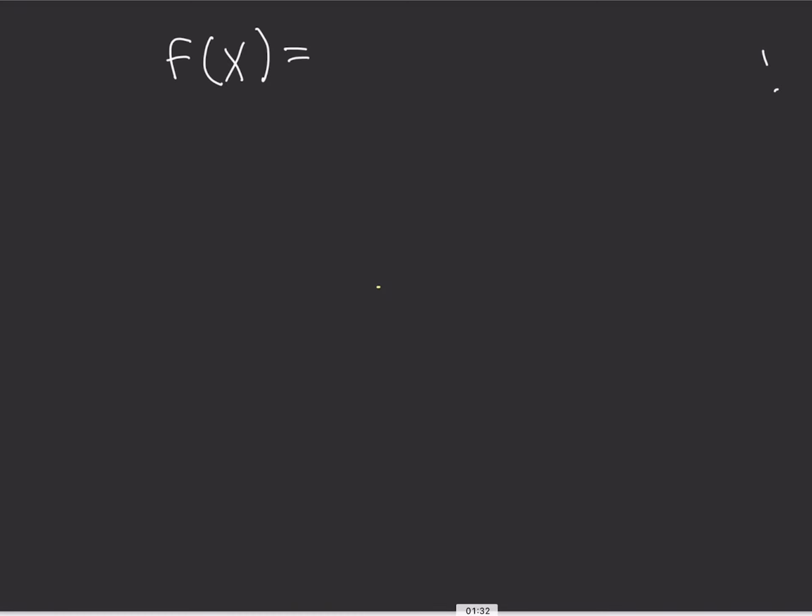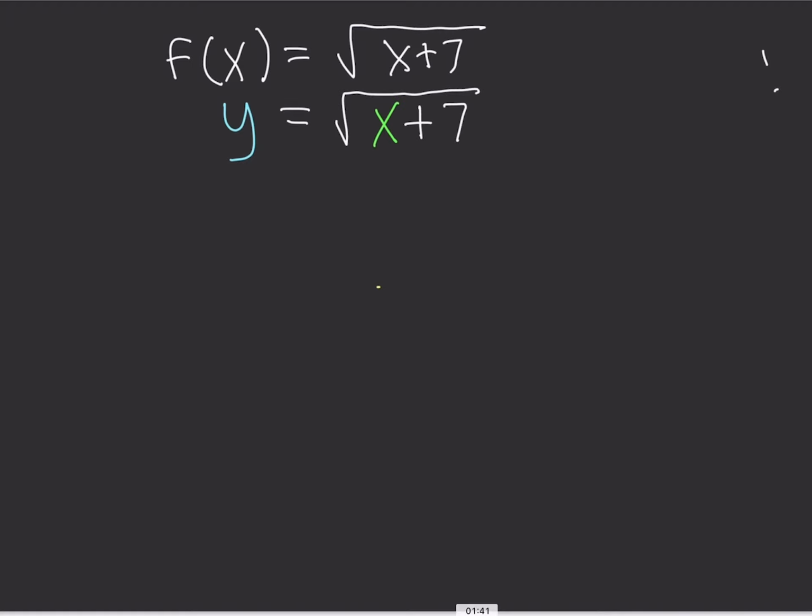Let's take a look at another example. We've got f of x equals the square root of x plus 7. Again, we're going to start by finding the inverse by writing f of x as y, and writing the others the exact same, square root of x plus 7. The next step is we switch where the x's and y's are, so it's going to be x equals square root of y plus 7. And of course, now we need to get y alone.